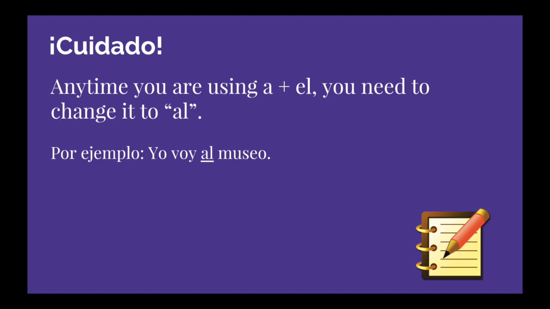Cuidado. Just like you learned in 7th grade, when you have de plus el, you squish them together to make del, a plus el does the same thing. So if you were going to a place that's masculine singular and uses el, you would need to change it to al. Por ejemplo, yo voy al museo. I'm going to the museum.